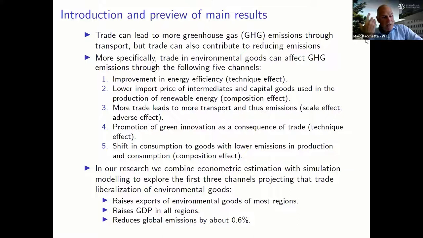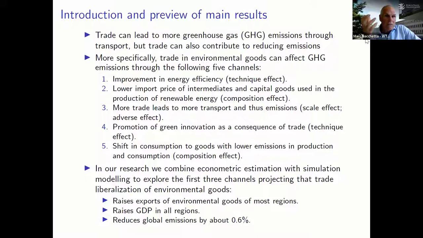Okay, so I'll give you a preview of the main results. The paper finds that trade can lead to more greenhouse gas emissions through transport, but it can also contribute to reducing emissions, which is no surprise. More specifically, trade in environmental goods, which is what we are concentrating upon here, can affect greenhouse gas emissions through a number of channels. It improves energy efficiency.